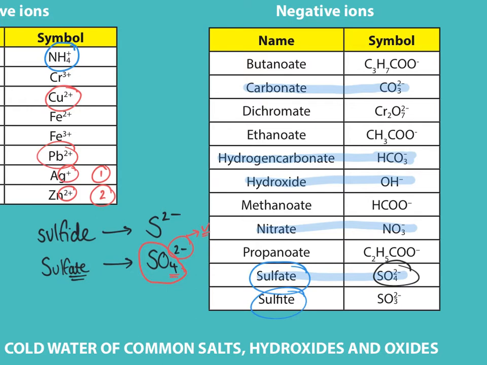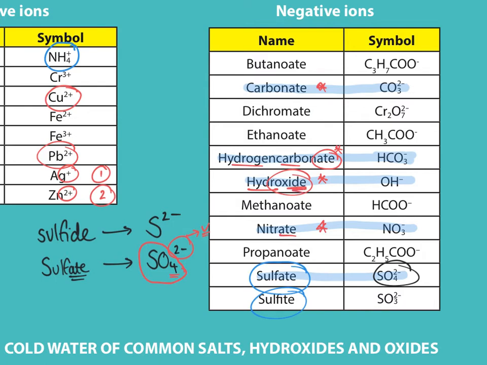So be really careful with these, and it helps to be familiar with your molecular ions, so that you know that carbonate is not just carbon, it's carbon and oxygen. Nitrate is nitrogen and oxygen. Sulfate, as we've already looked at. Hydrogen carbonate is actually hydrogen, carbon and oxygen. The only one that's a wee bit different is hydroxide. That's hydrogen and oxygen. Okay, it's the one that ends in IDE.